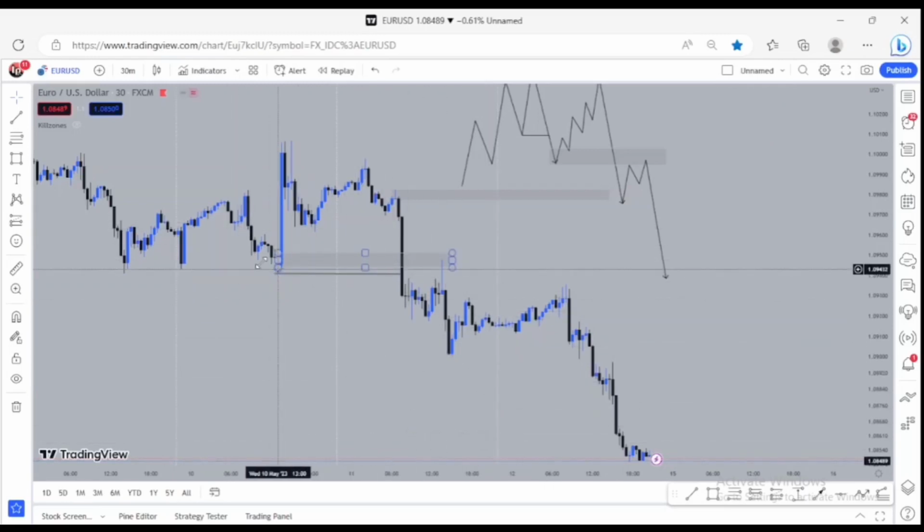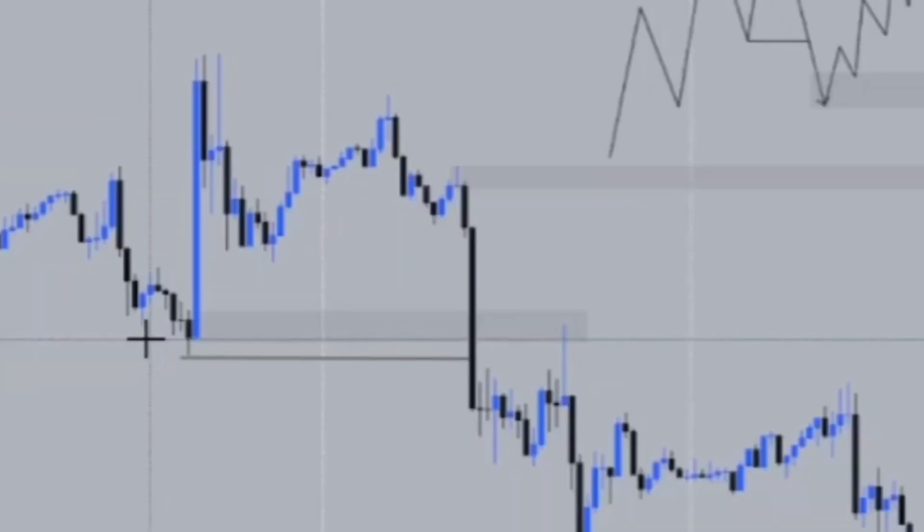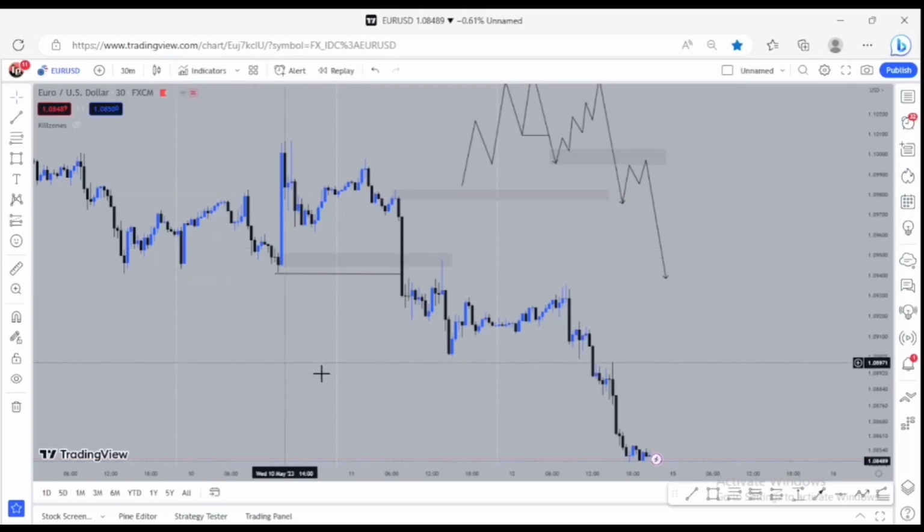So how did I draw this? Everybody has their own ways of drawing supply and demand. I draw my supply and demand from the opening, let's say this candle, from the close of the red candlestick to the wick. It depends on the type of reversal candlestick. You always extend it to the wick.